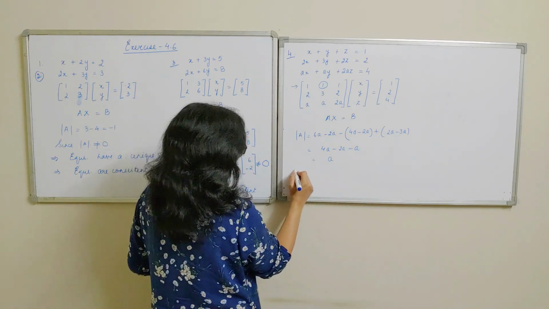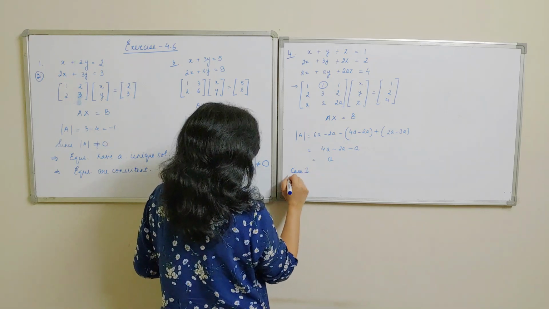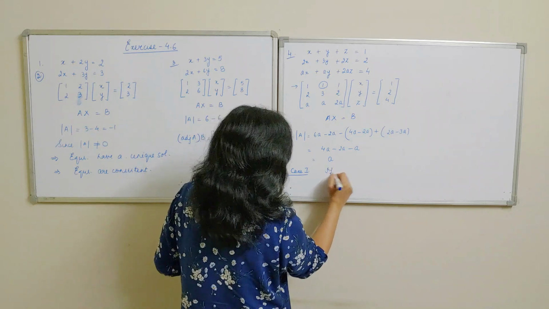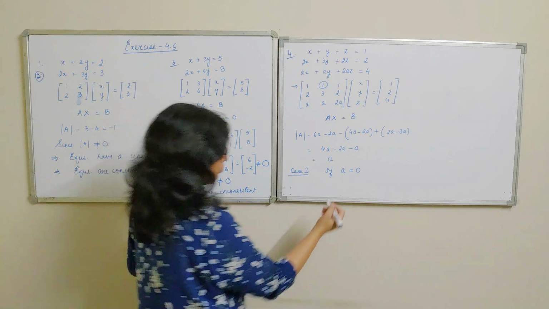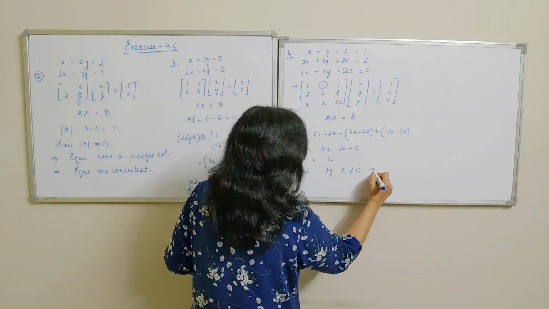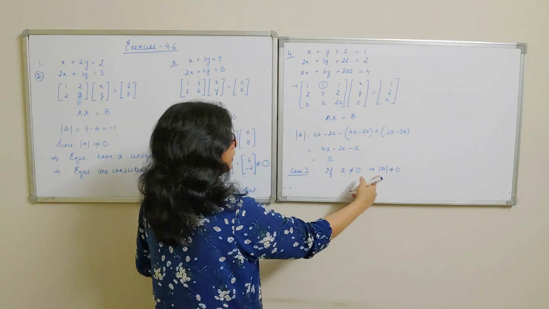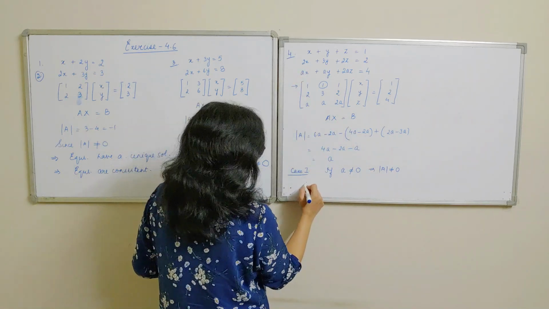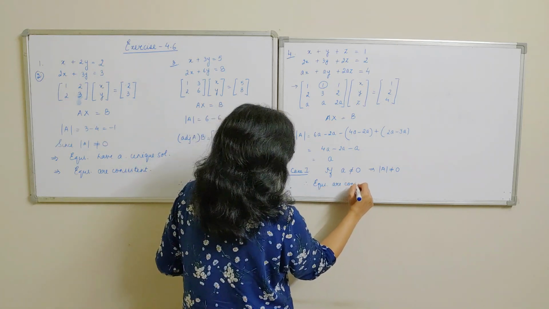Now here there are 2 different cases. First case, a is a constant, it's a real number. Let's start with a is not equal to 0. If a is not equal to 0, then this means that determinant A is not 0, so these equations have unique solution, and in that case equations are consistent.